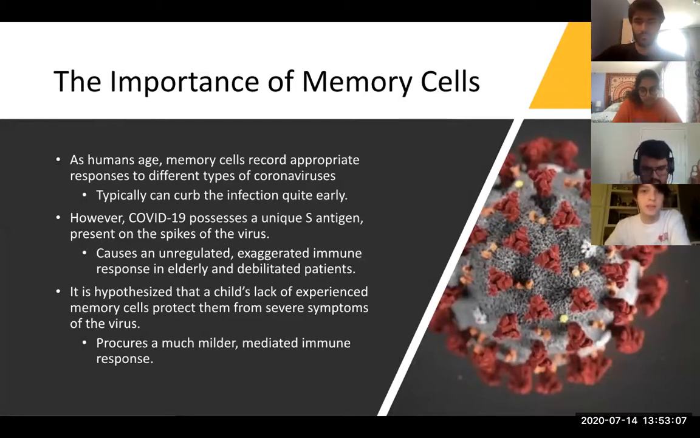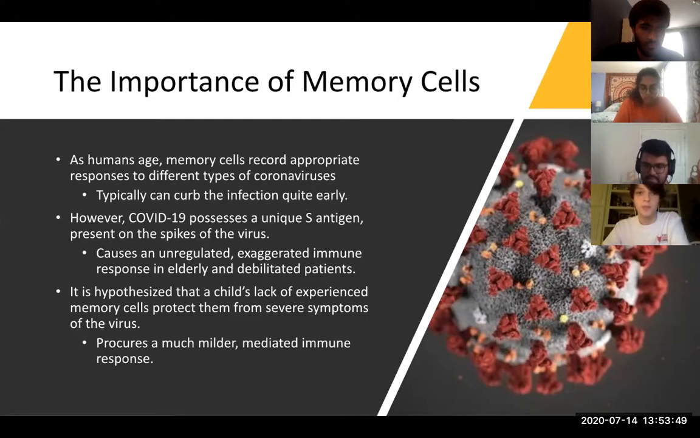But yeah. So the main answer to this problem is actually memory cells, because memory cells do record, as you age, certain responses to coronaviruses. And the average human encounters a ton of these viruses, but none of them can really do anything because this memory cell system curbs the infection early. But COVID possesses this S antigen on these little spikes of the virus, I think the red ones in my picture here.